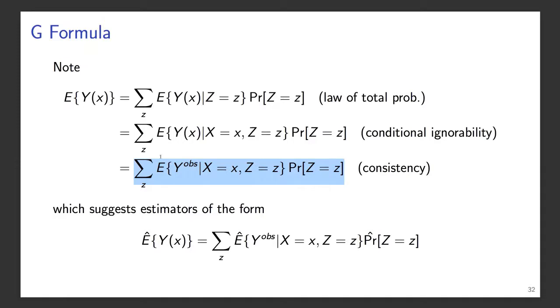That suggests a plug-in estimator for the counterfactual mean, namely fit a regression model, perhaps like the one on the previous slide, but maybe with interaction terms. Based on that regression model, estimate this conditional expectation for each person. And then we need to estimate the marginal distribution of the covariates. Plugging both of those pieces in, we get an estimator of the counterfactual mean. This is often called the G formula.